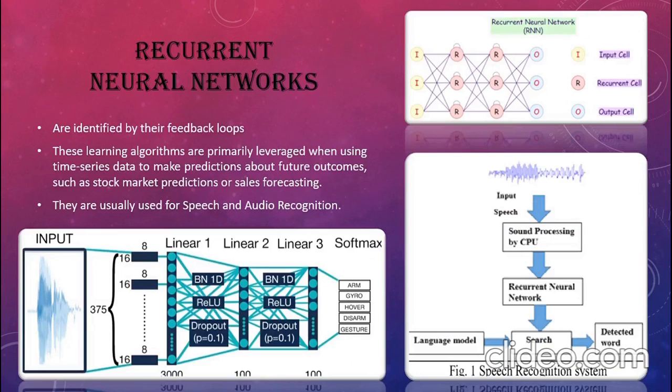Recurrent neural networks, RNNs, are identified by their feedback loops. These learning algorithms are primarily leveraged when using time series data to make predictions about future outcomes, such as stock market prediction or sales forecasting. They are usually used for speech and audio recognition.